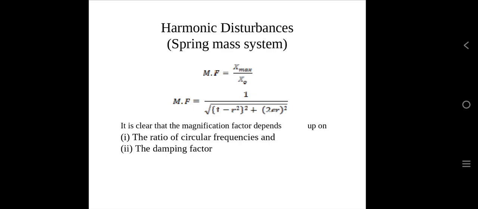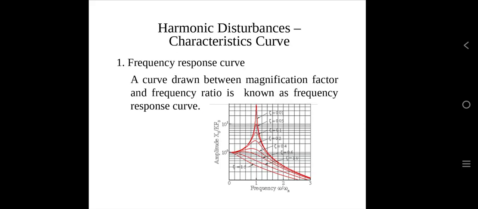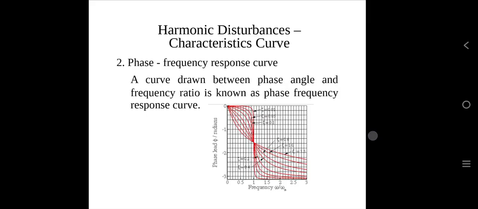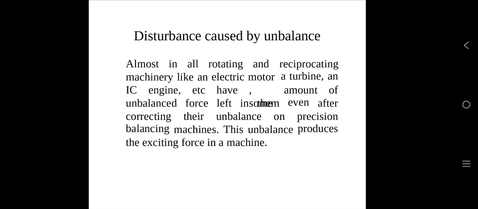It is clear that the magnification factor depends upon the ratio of the circular frequencies and the damping factor. So this is the frequency ratio curve, the curve between the magnification factor and the frequency ratio. This is known as the frequency response curve. The next one is the phase frequency response curve. The curve drawn between the phase angle and the frequency ratio is known as the phase frequency response curve.